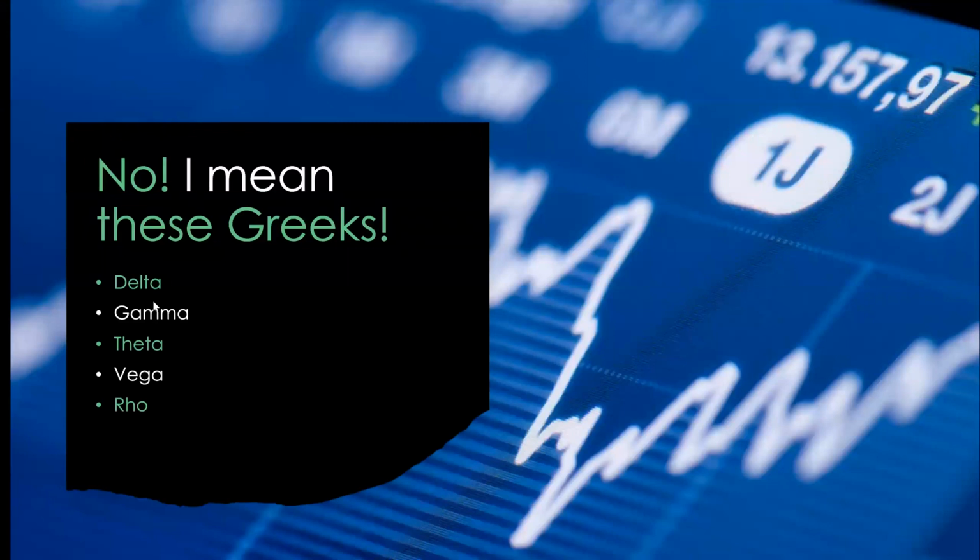We're going to talk about delta, gamma, and if you're only here to pay attention to one thing, pay attention to this right here, theta. Vega and Rho.